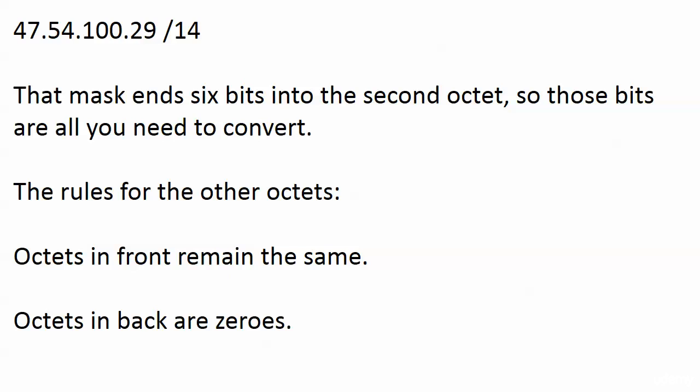So here we go. That mask ends 6 bits into the second octet. So all you need to do is convert the first 6 bits of the second octet, because here's the rule for your other octets. The octets in front of the octet where the mask ends, they remain the same. The octets in the back, we know those are going to be zeros. So all we have to do is convert 54, and we just need the first 6 bits of that, and we add them up and we're done.